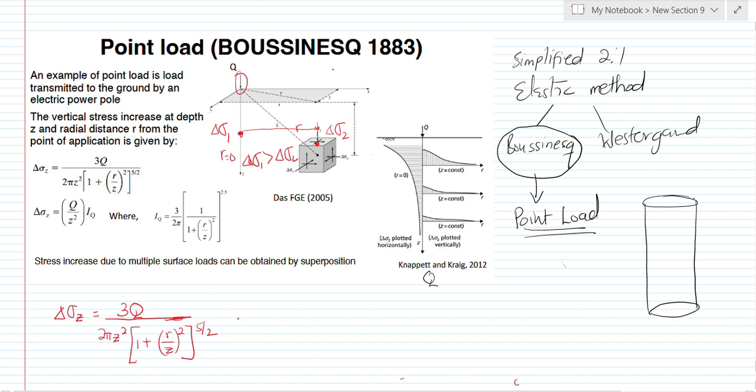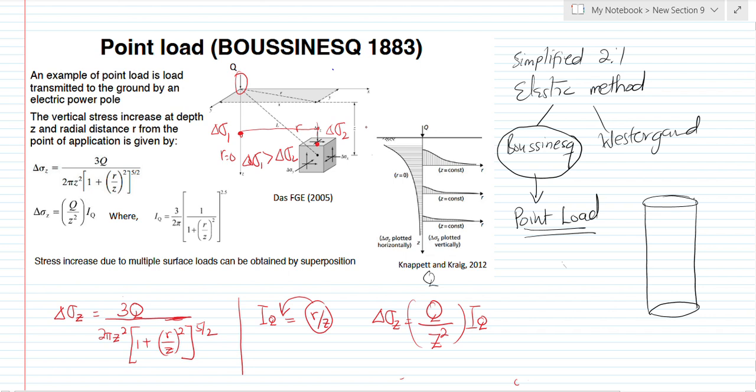Then we also have the graphical method where we find the IQ, the influence factor. Now, the influence factor is gotten from a chart where we find R over Z. So you find R over Z, then you use the chart to find your IQ. So if you are using the chart, then the stress increase is going to be the force that is applied over the depth squared, multiplying the influence factor.